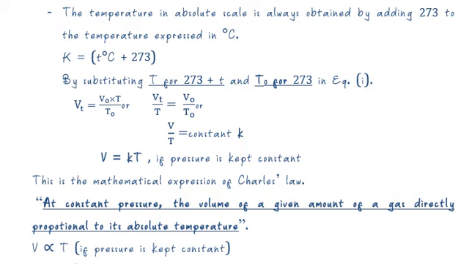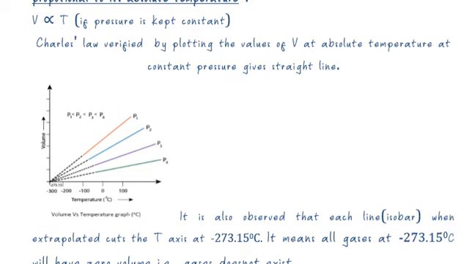What was the mathematical expression of Boyle's law? I have already informed you. Pressure is inversely proportional to volume, and here volume is directly proportional to temperature. That time temperature was constant, here pressure is constant, right? So now at constant pressure, the volume of a given amount of a gas is directly proportional to its absolute temperature. You can see here Charles' law verified by plotting the values of volume against absolute temperature at constant pressure, which gives a straight line.